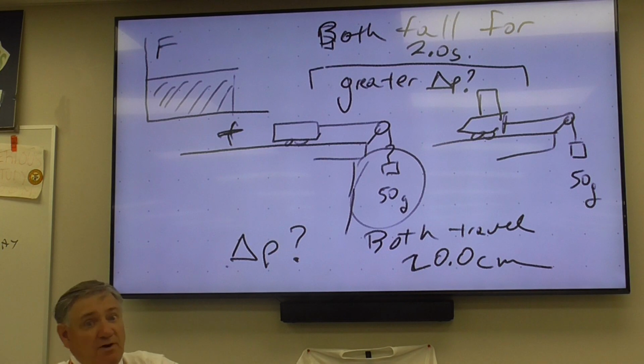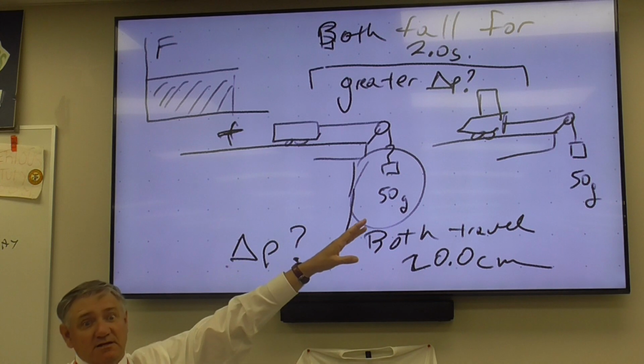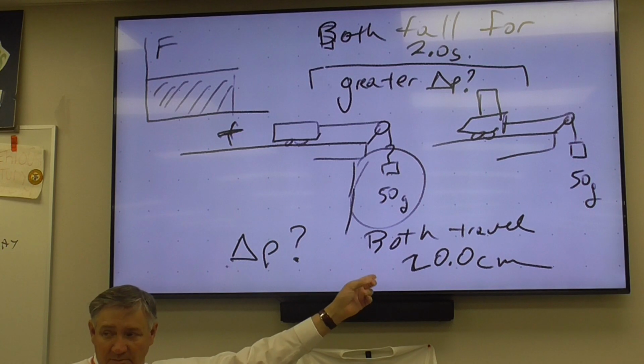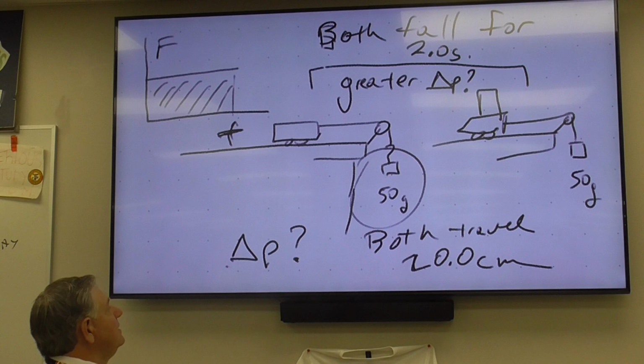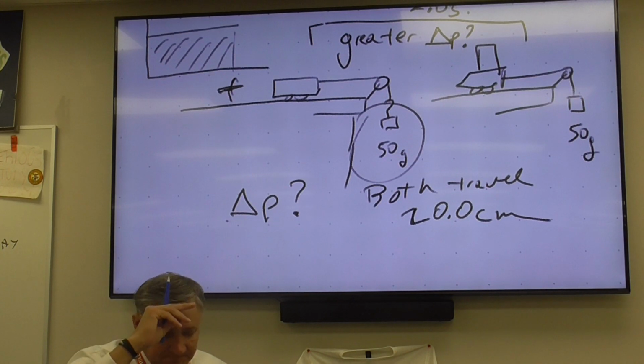But which one's going to be going faster? The one with less mass. Yeah, so it's going to have a greater velocity to have the same momentum as the one that has more mass. Okay? Now, we're going to change it up.